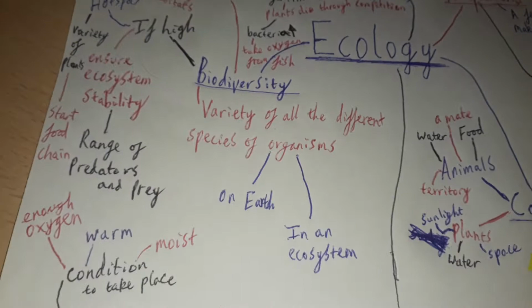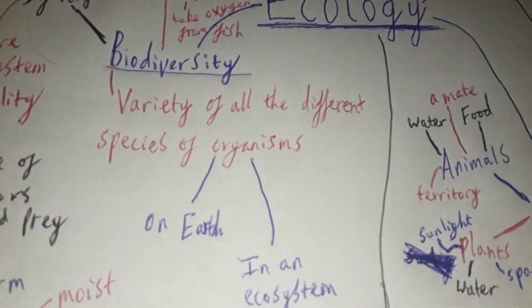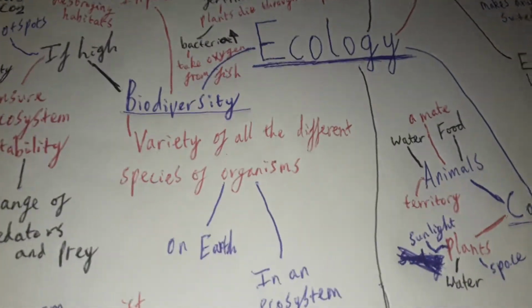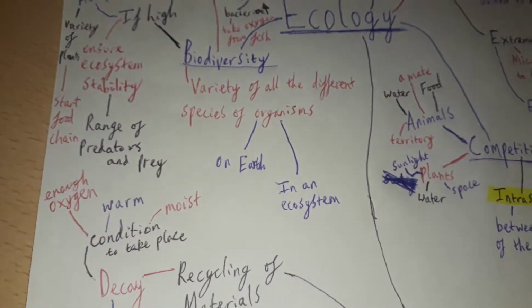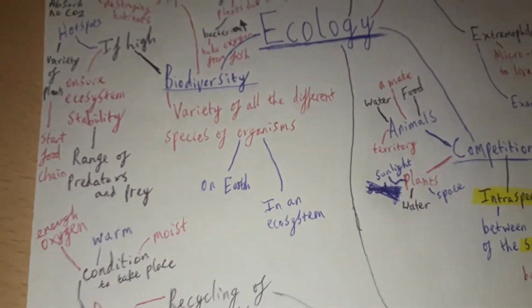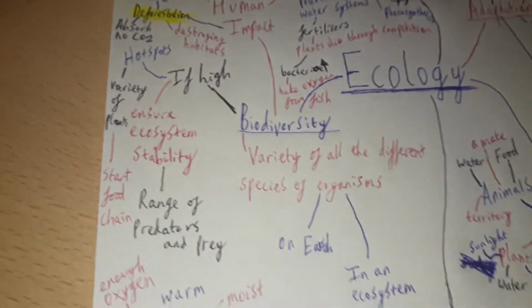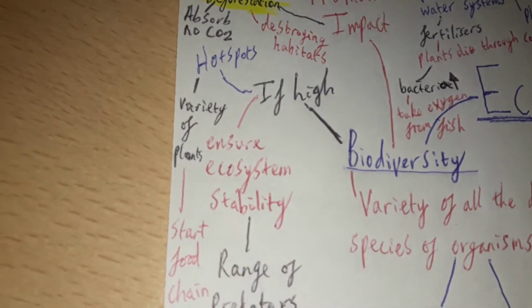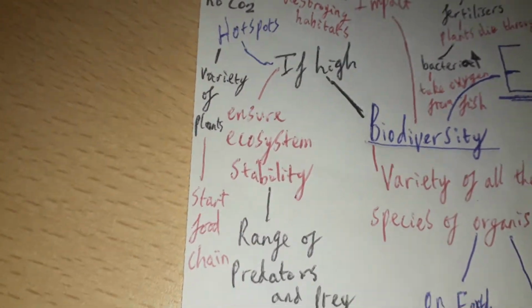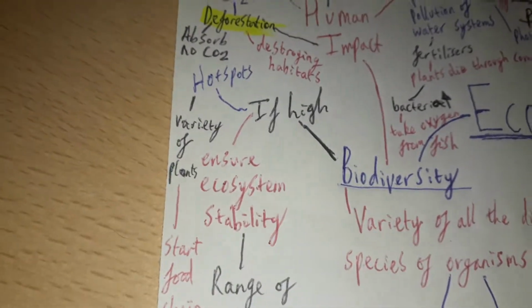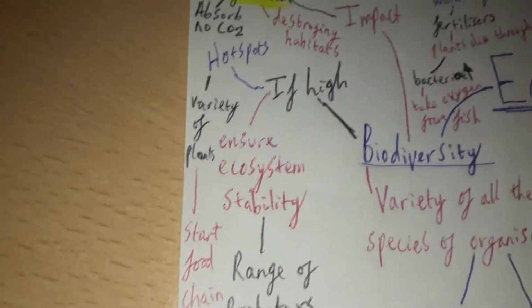Biodiversity. That's a pretty important one. This is probably the biggest bit on here. It's the variety of the different species of organisms. This could be on Earth or inside a smaller ecosystem, which is all the animals and plants that are in an area. If biodiversity is high, we get hotspots, which means there's a variety of plants. And if there's a variety of plants, this means there must be a lot of animals there because it's the start of the food chain.